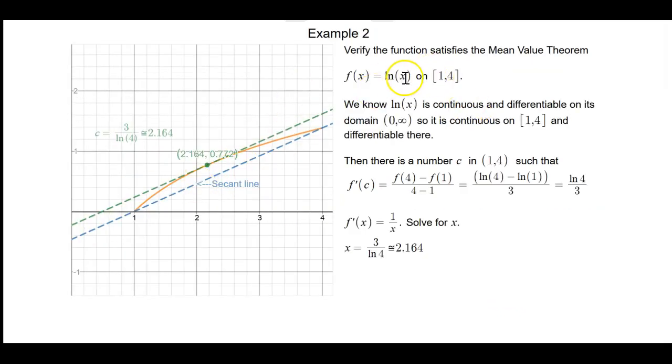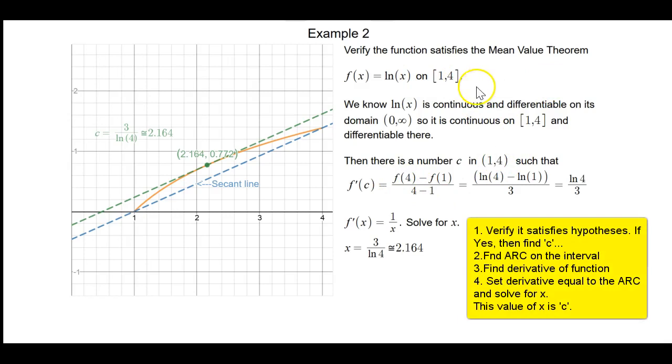Verify that this function satisfies the mean value theorem on this interval. Well, we know the natural log of x is continuous on its domain, which is 0 to infinity. So it's going to be continuous and it's also differentiable there, so it's going to be continuous on this interval 1, 4. It does satisfy the hypothesis, so we know that there's a number in 1, 4 such that the derivative of ln of x evaluated at that number is equal to the average rate of change of ln of x, which is the slope of the secant, on that interval.